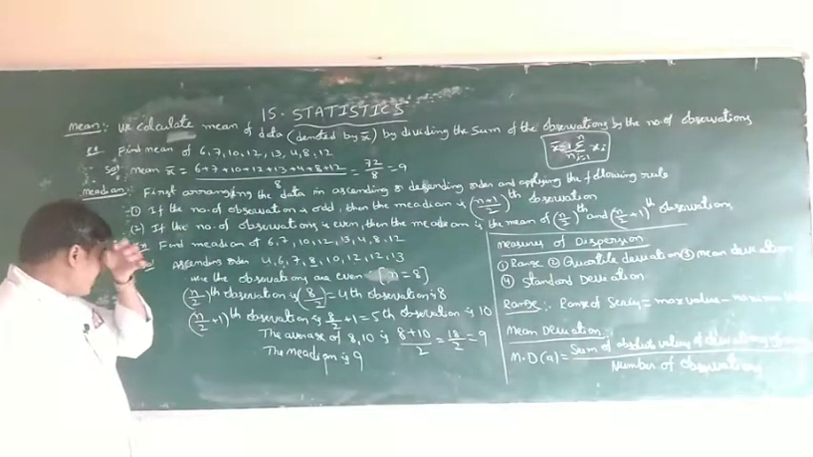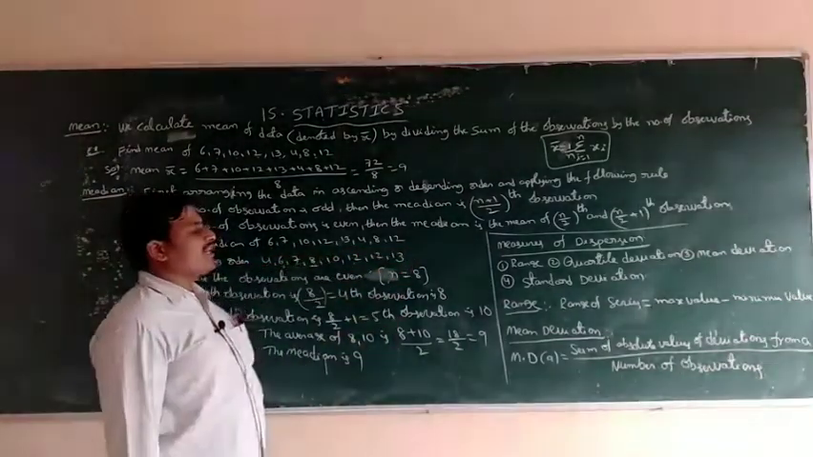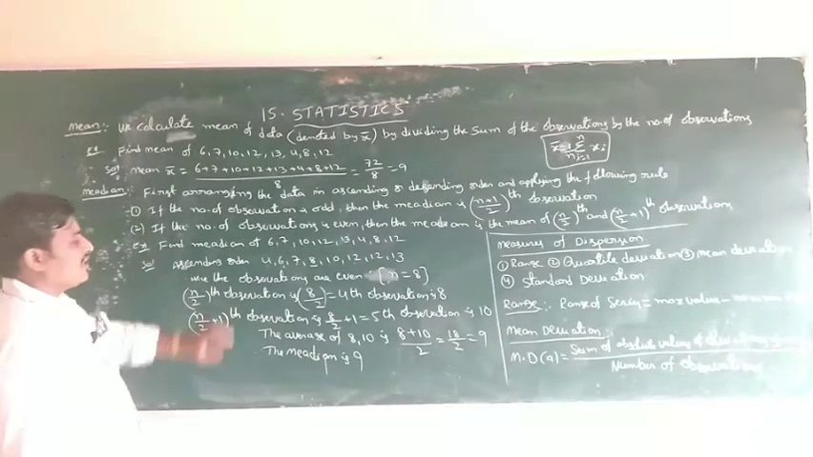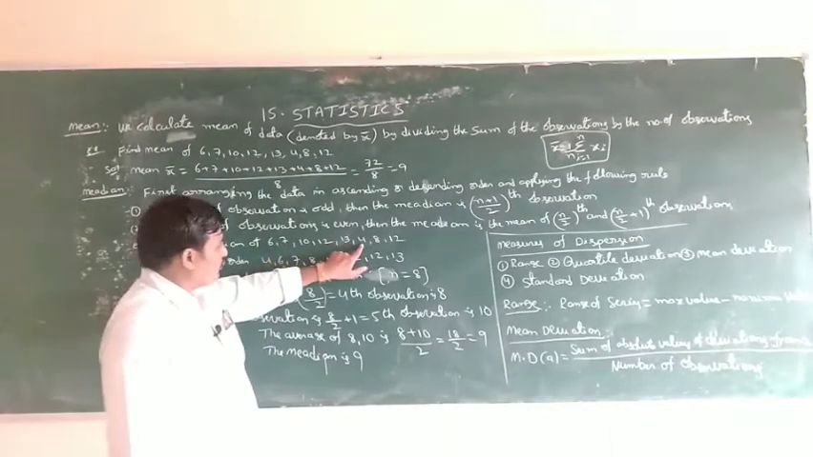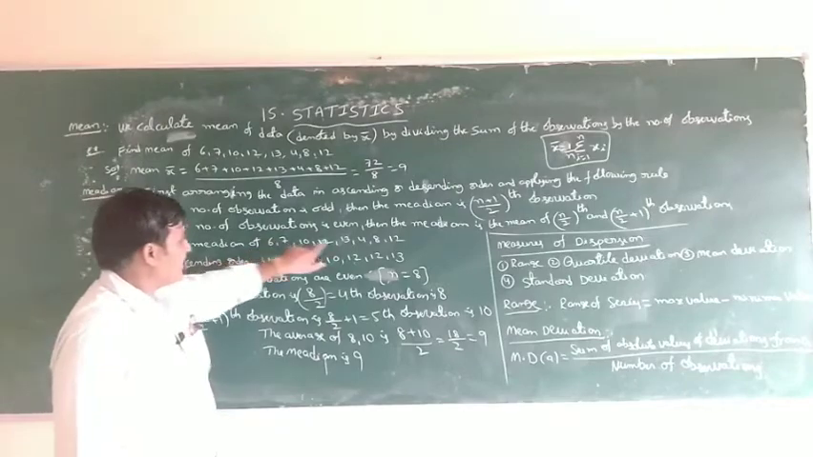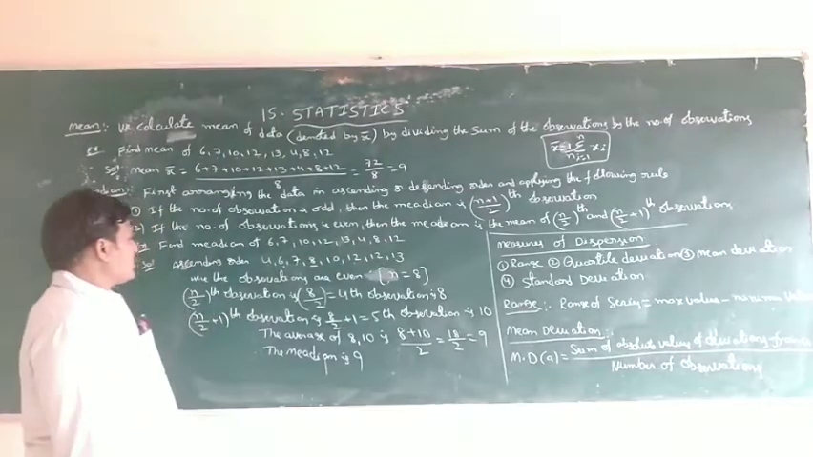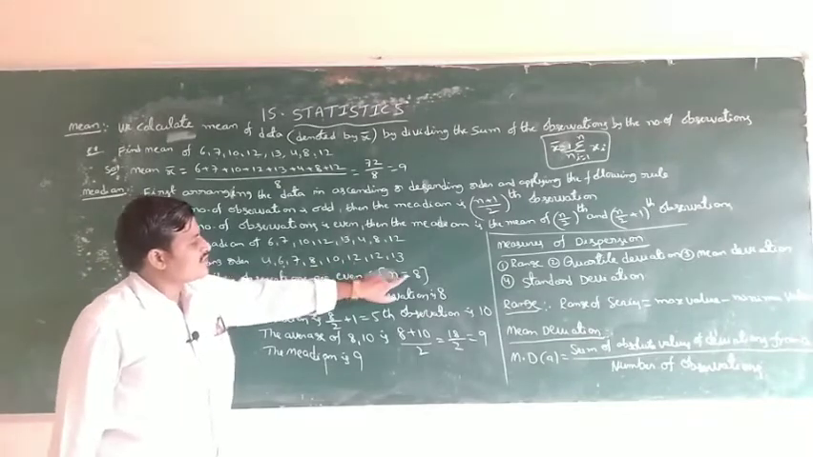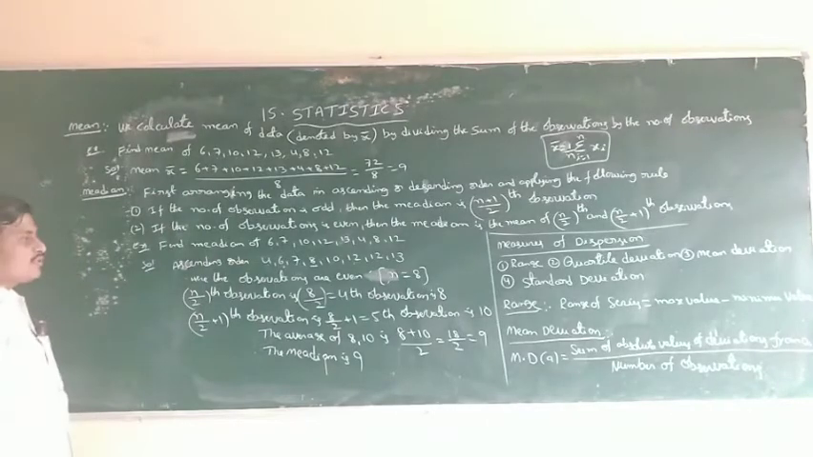So take one example. Find the median of the same problem: 6, 7, 10 and so on, 4, 8, 12. First, arrange in ascending order. Ascending order means small to big. The smallest value is 4. After that 6, 7, 8, 10, 12, 12 two times, and 13. So how many observations are here? The observations are even. How many? 8. Small n is equal to 8.